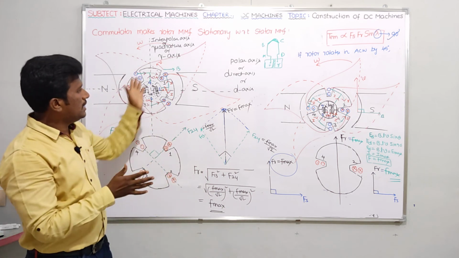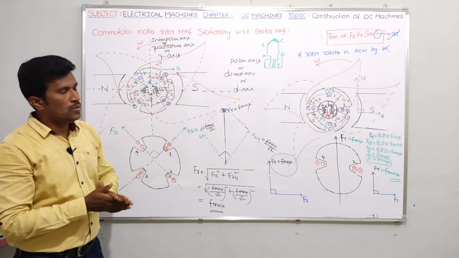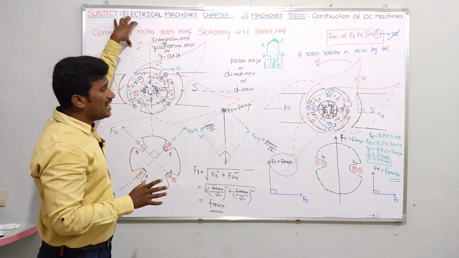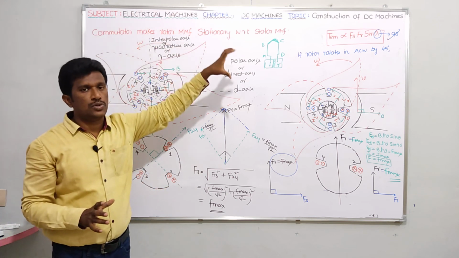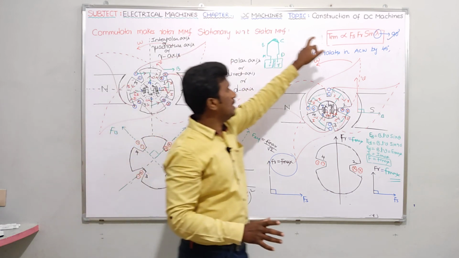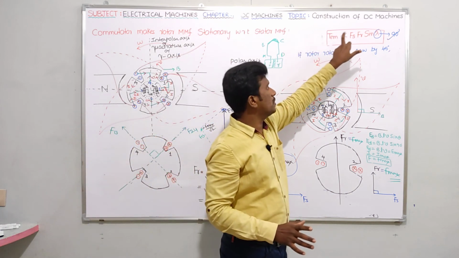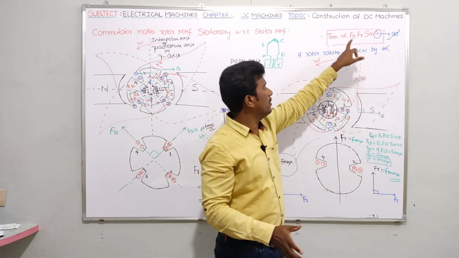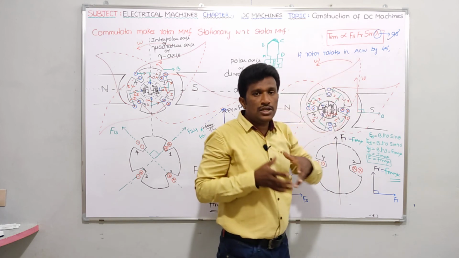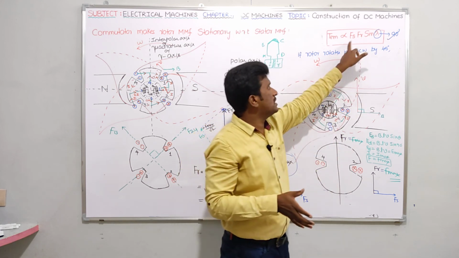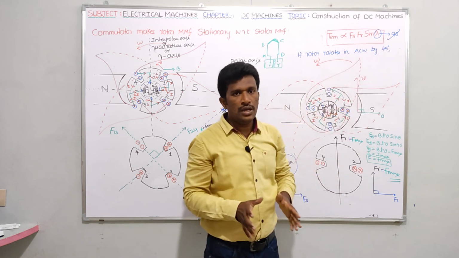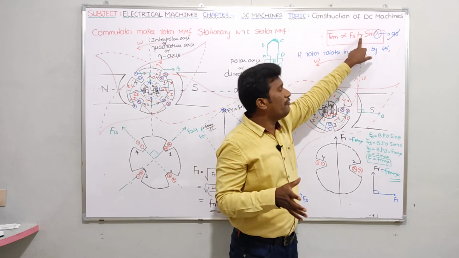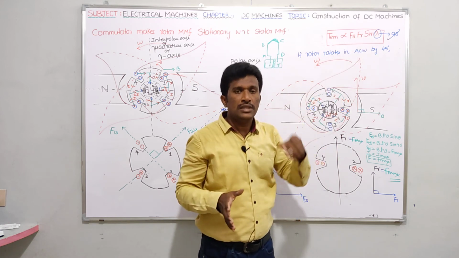So now let me conclude. Whatever I just discussed here, I am just going to justify this statement: commutator makes rotor MMF stationary with respect to stator MMF. For that, if you take this relation, Tm proportional to Fs Fr sin delta. For production of torque, we need two MMFs. Yes, Fs is MMF, Fr is MMF, and there should be some angle between Fs and Fr. Lambda should be there. Okay. Suppose if Fs speed is 1000 rpm, Fr speed also should be 1000 rpm in the same direction. Then only torque will produce.